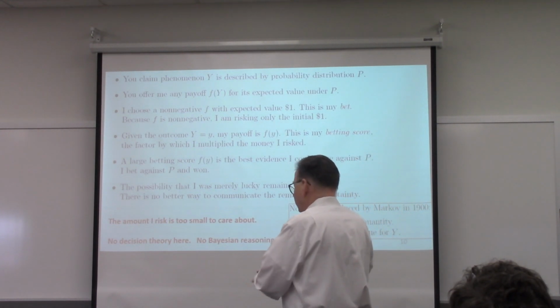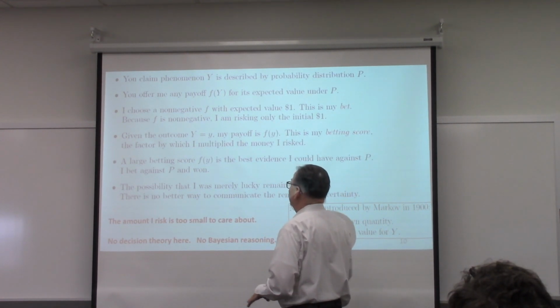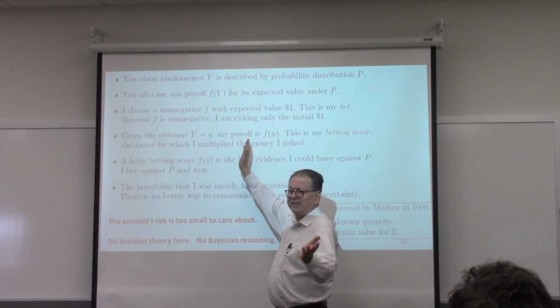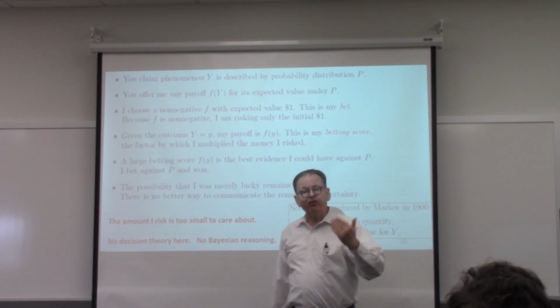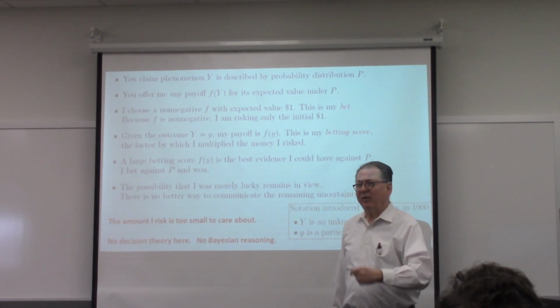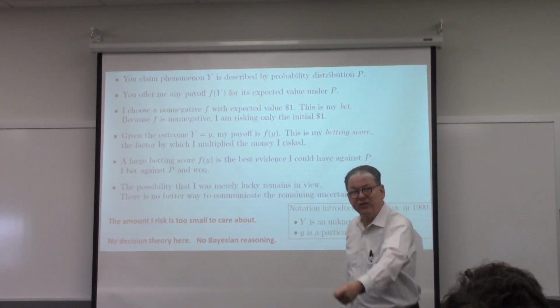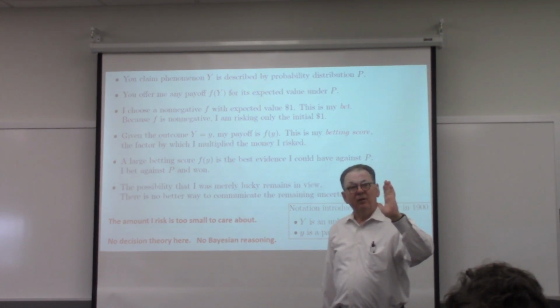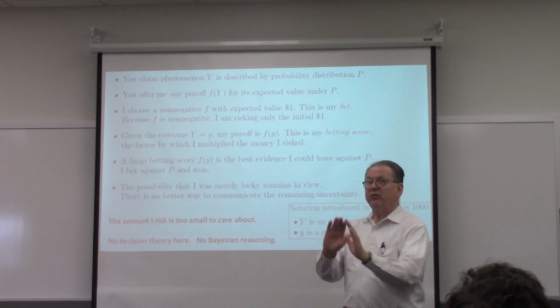So you can risk any small amount because you could multiply your bet and you could also multiply the expected value. So it's a factor. You multiply what you pay for. The factor by which you multiply the money you put up, the money you risked, that's the betting score. So it's invariant to the amount that you put up.